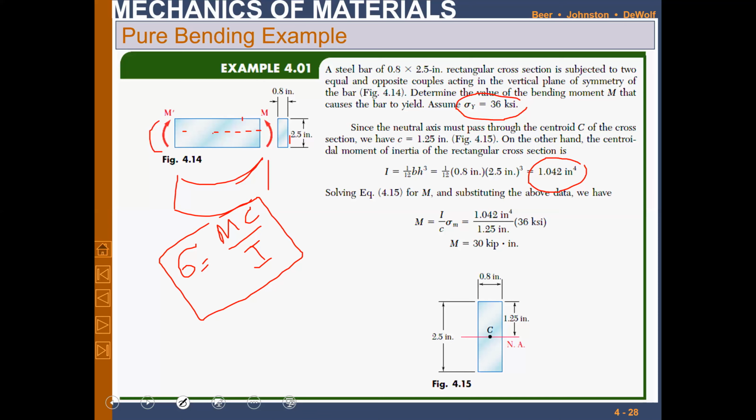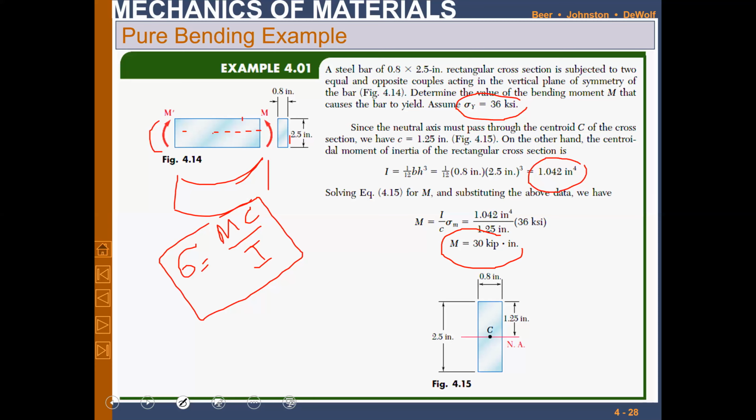This moment is the maximum moment that can be applied. Otherwise, it will go beyond your yield strength value, right? So this is how you can calculate it. Sigma max, in this particular case, will be sigma y, because we don't want our stresses to go beyond this one. So this is the maximum amount of moment that can be applied on this particular body, right?